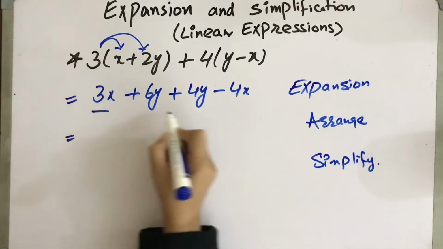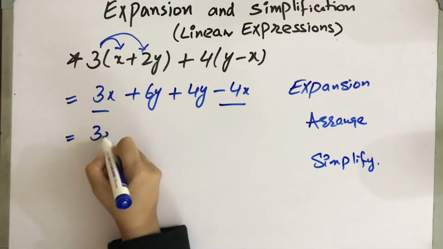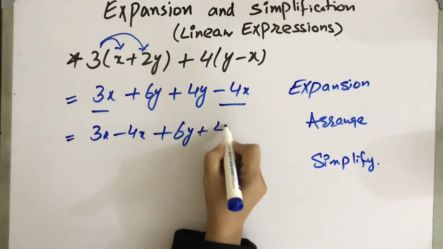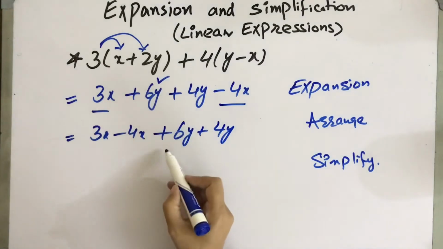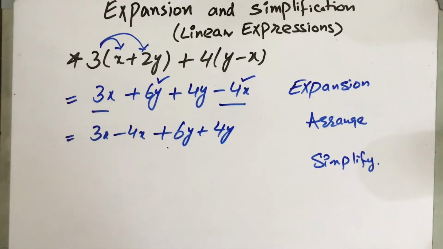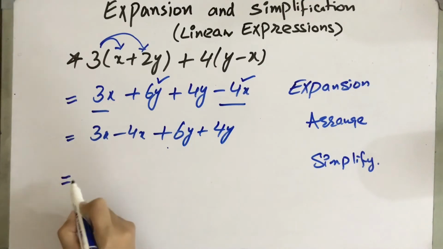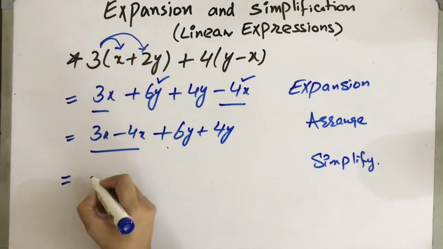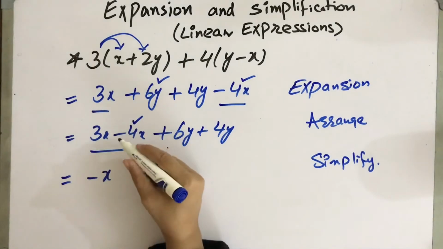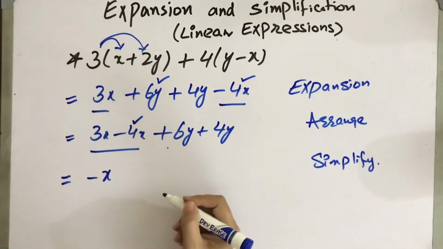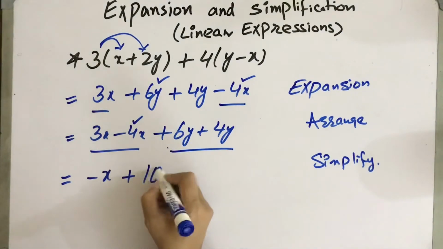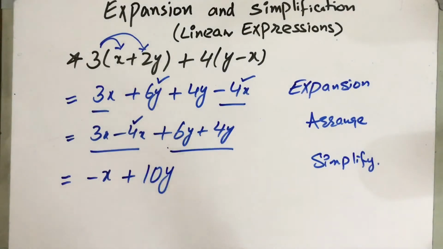Arrange means like terms together. 3x minus 4x and 6y plus 4y. When I pick 6y, I pick it with positive sign, 4y with positive sign. When I pick minus 4x, I pick it with negative sign. Now 3x and 4x have opposite sign, so it is x with the negative sign. 4 is bigger, 4 minus 3 is 1, but 1 will be negative as the bigger number is negative. They both have same sign, we shall add with the positive sign. Both are positive, answer will be positive.